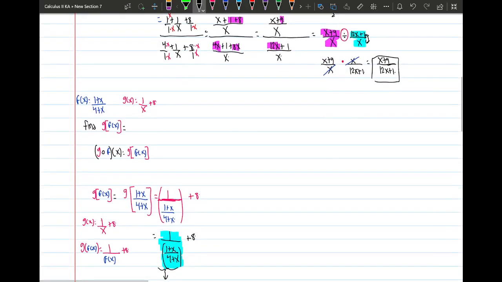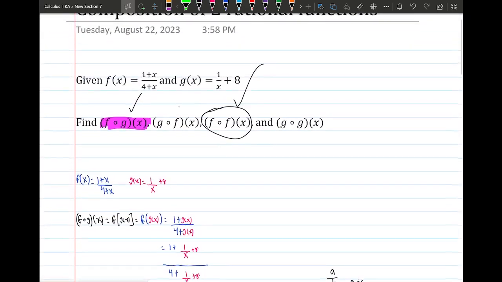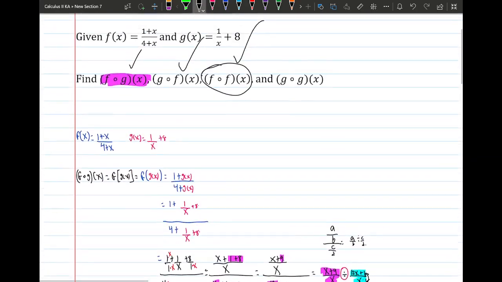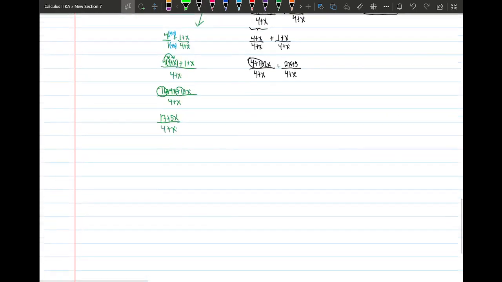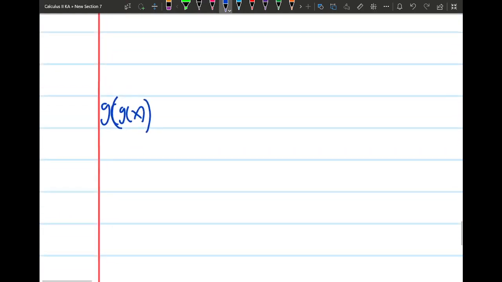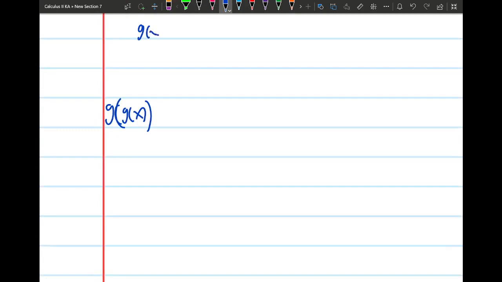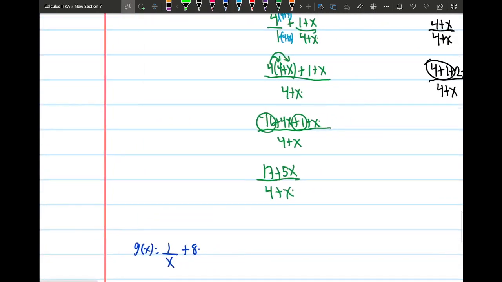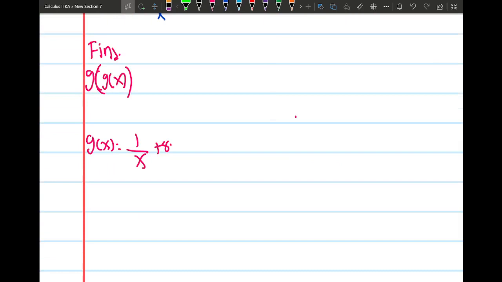We already did g of f of x as well. And now we're going to do g of x. So g of x, I hope it's a little easier, so let's do it. So now we have g of x. Okay. And now, like I said, g of x was 1 over x plus 8, I think. Okay, guys, so g of x is 1 over x plus 8.